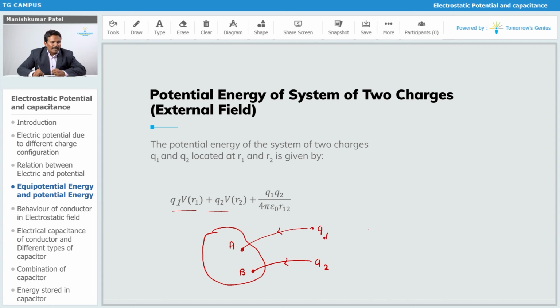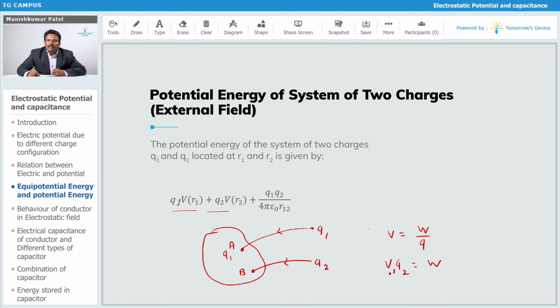Now once I have brought the charge q1 there, this q1 is going to produce its own electric field, and it doesn't allow q2 to move up to the point B. So q2 has to do some work, or overcome the potential produced by q1. Potential is work done per unit charge, so V into Q is W. So you write V1 into Q2.